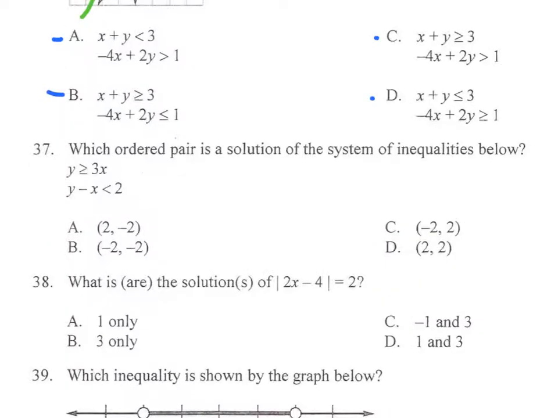On 37, you've got a system of inequalities right here, okay? All you got to do is simply take an X and a Y, plug them in, see if it works. So figure out which one, A, B, C, or D, works for both of them. It can't just work for one, it's got to work for both.